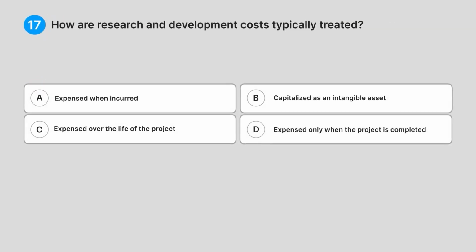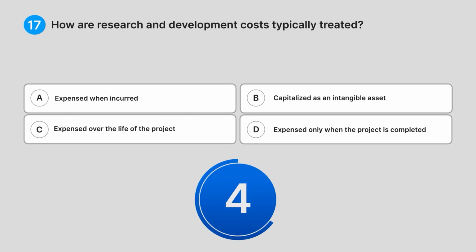17. How are research and development costs typically treated? A. Expensed when incurred. B. Capitalized as an intangible asset. C. Expensed over the life of the project. D. Expensed only when the project is completed. Can you guess the answer?